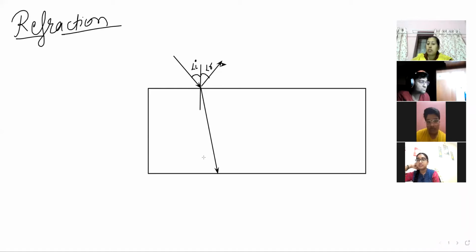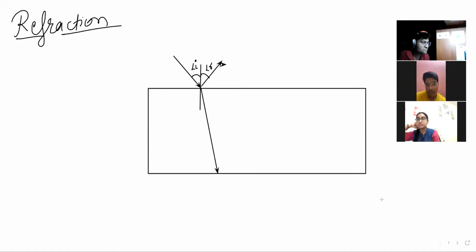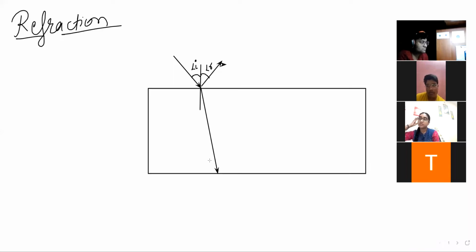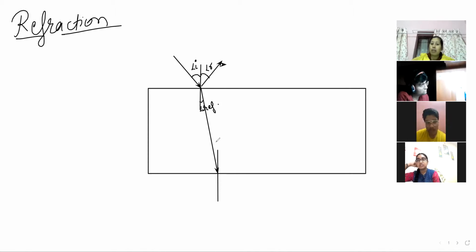Why is it moving towards the normal? Why is it moving away from the normal? That we will discuss right now. But right now, some part of the light has moved towards the normal. Now, again, this is the normal, perpendicular. Now, this one will be the angle of refraction. So this angle will be equal to this angle. That is my refraction.